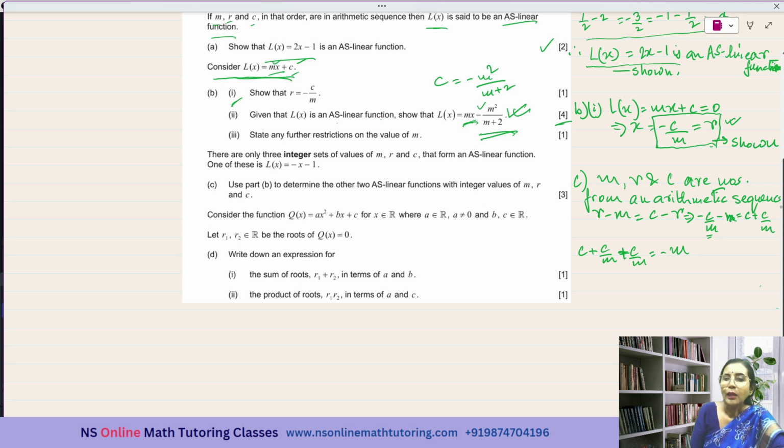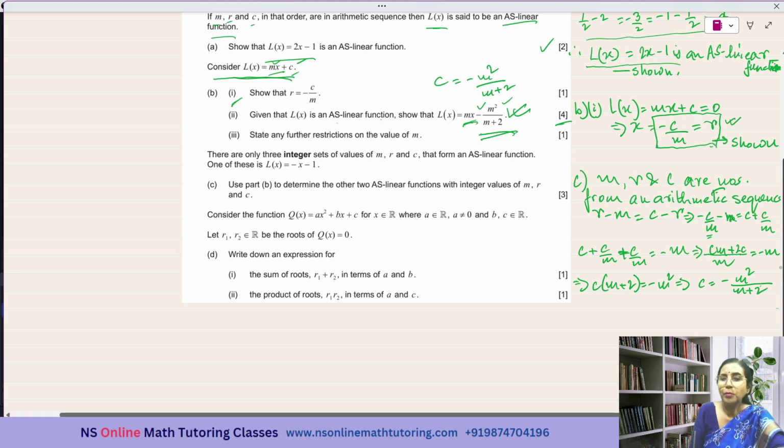Okay. And if I take m common in the denominator, because I have to get m square, so I have to take m common. And c over m plus c over m is 2c over m. Okay, basically. So this is cm plus 2c is equal to negative m. Or I can take just c common. It is c times m plus 2 is equal to negative m square. Therefore, c is equal to negative m square over m plus 2.